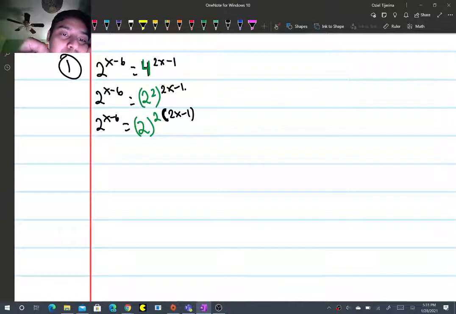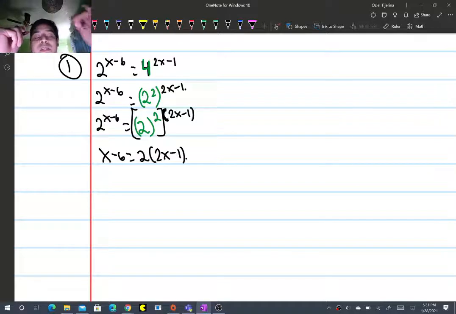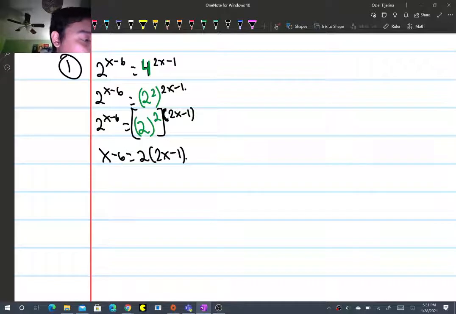You can do something like this if you wanted to, but it's going to be the same exact thing. Now that you have the bases the same, you can go ahead and make the exponents equal. So you're going to have x minus 6 equal to 2, because we have our 2 here, times 2x minus 1. And as you can see, it's a basic linear equation. We're going to go ahead and distribute.